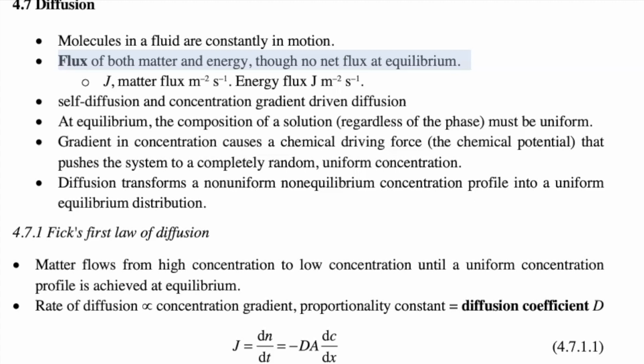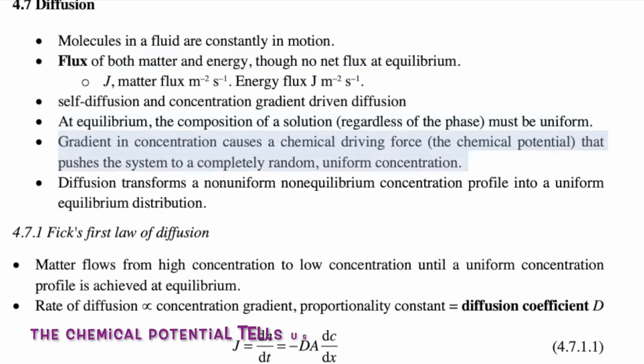Now at equilibrium, the composition of a solution, for example, or a gas phase, or a liquid in a container, has to be uniform everywhere. If there is a concentration gradient, then there is a chemical driving force. We'll call that the chemical potential. There's a chemical driving force that pushes the system to randomize and get that uniform concentration.